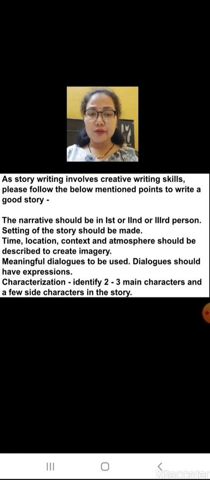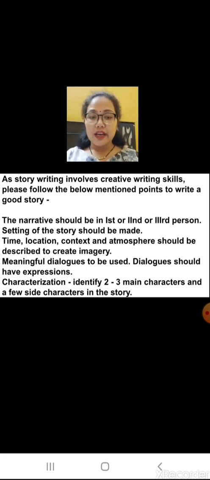As story writing involves a writing skill, please follow the below mentioned points to write a good story. The narrative should be in first or second or third person. Setting of the story should be made. Time, location, context and atmosphere should be described to create imagery. Meaningful dialogues to be used. Dialogues should have expressions.